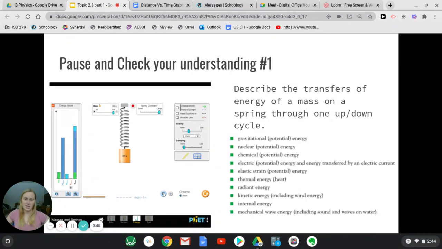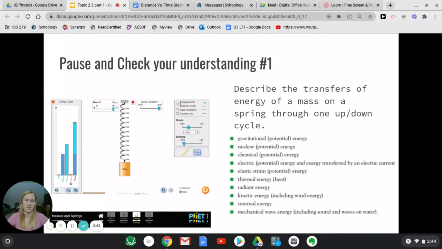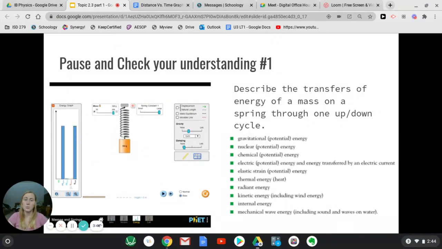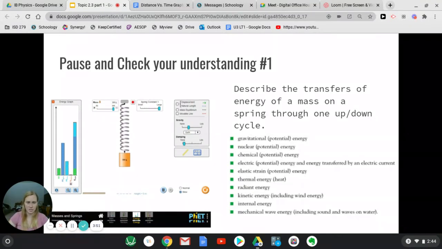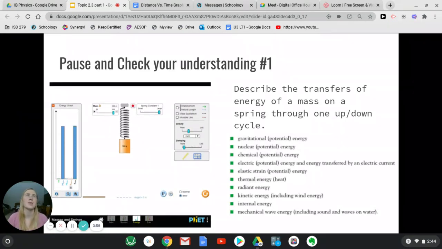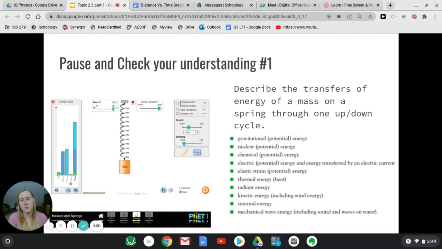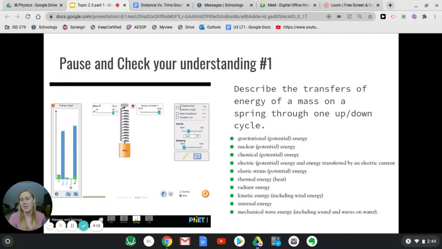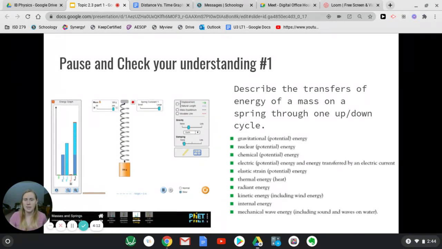So, pause and check your understanding number 1. This is an animation of a mass hanging on a spring. As it goes through one cycle, you need to describe the transfers of energy of the mass. I know it's a little hard to look at that little graph, but think about what we know. Gravitational potential energy comes from an object being some height above the ground. When it started, this mass was up a certain height and it had gravitational energy. When I let it go, all of that energy is going to start to turn into motion because the force of gravity will pull it down.